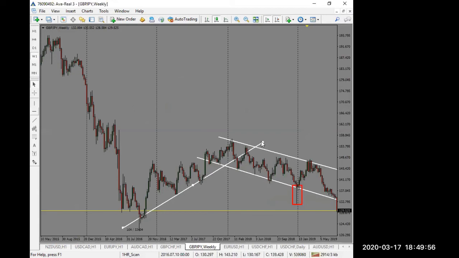So you can see that you're constantly adjusting where your trend line actually is, because you want to see as many touches as possible.